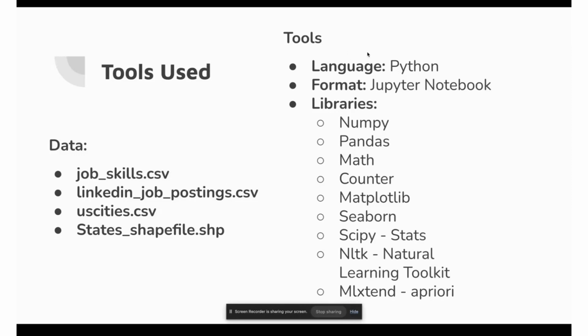In terms of tools, the language that I used for this analysis was Python in the format of a Jupyter notebook. I used the libraries numpy, pandas, math, counter, matplotlib, seaborn, scipy, natural language toolkit, and mlxtend for apriori.